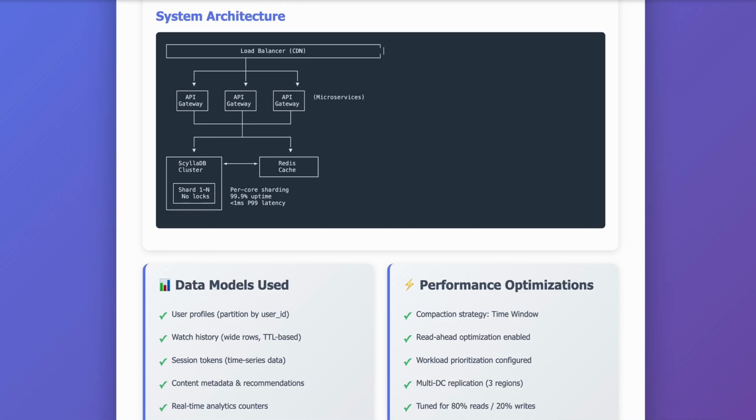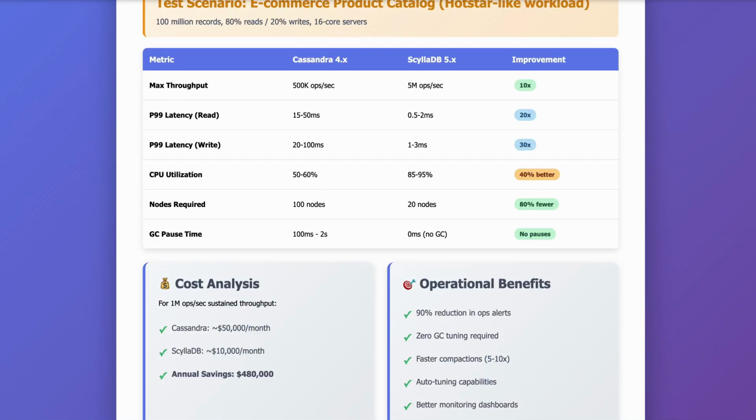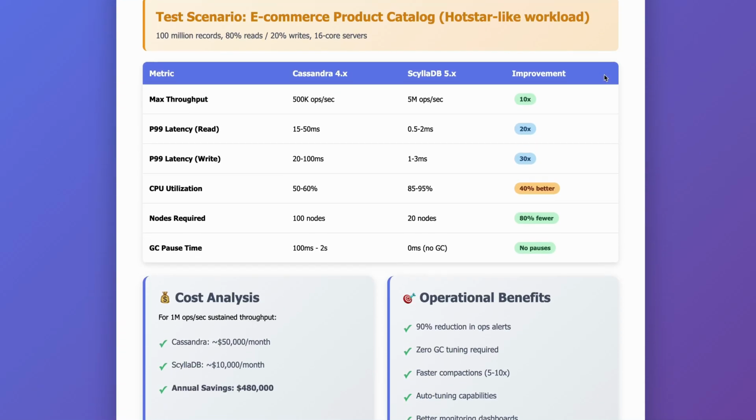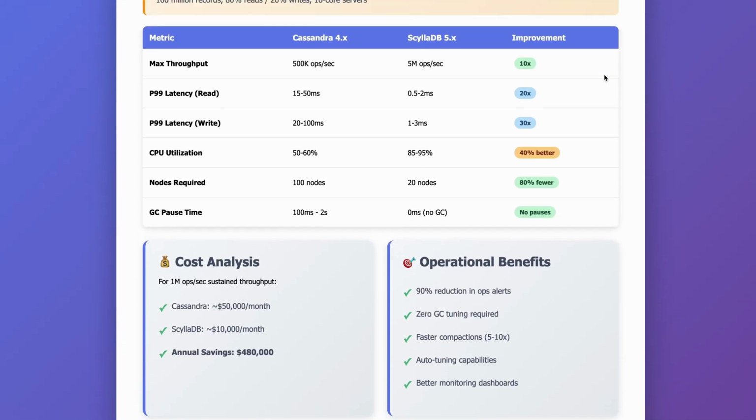The results are impressive. They achieve peak throughput of over 5 million operations per second. Their cluster runs on just 20 nodes, compared to the 100+ nodes that would be required with Cassandra. This translates to an 80% reduction in infrastructure costs.